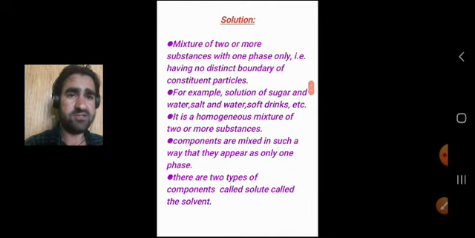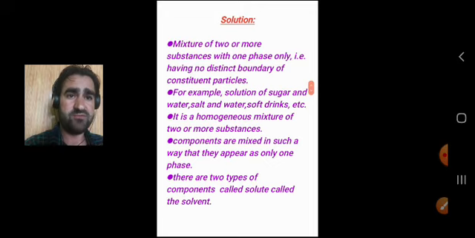Examples of solutions can be given as a solution of sugar and water, salt and water, soft drinks. All these substances are examples of solutions. It is a homogeneous mixture of two or more substances. As I earlier told you, solutions are homogeneous mixtures because there are no distinct boundaries, there are no constituent particles which are visible to the naked eye. So homogeneous mixtures are solutions. Components are mixed in such a way that they appear as only one phase.